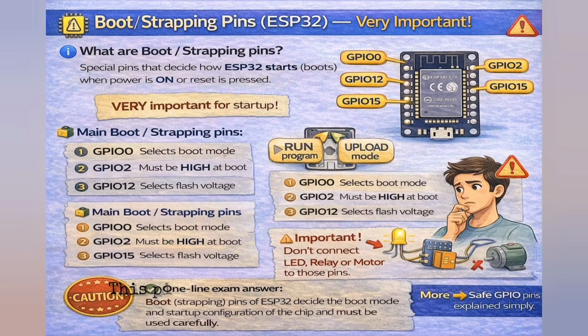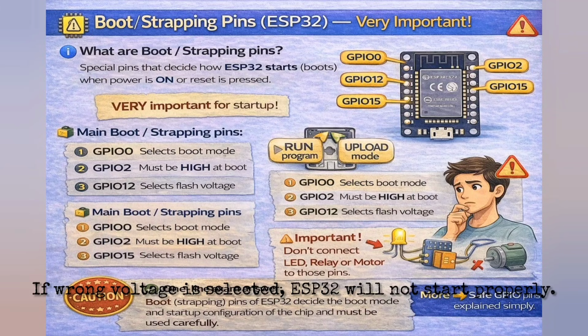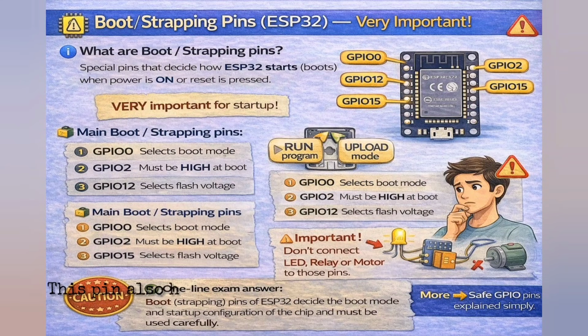GPIO 12. This pin selects the flash memory voltage. If wrong voltage is selected, ESP32 will not start properly. So be careful while using GPIO 12. GPIO 15. This pin also helps in deciding the boot configuration. Wrong connection can cause boot failure, upload problem.